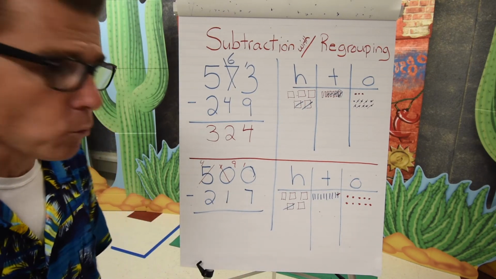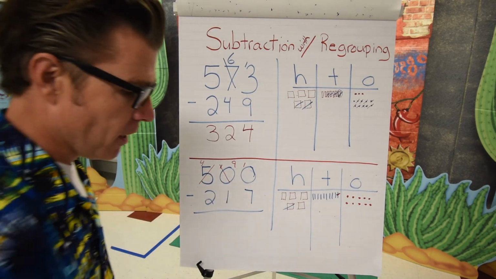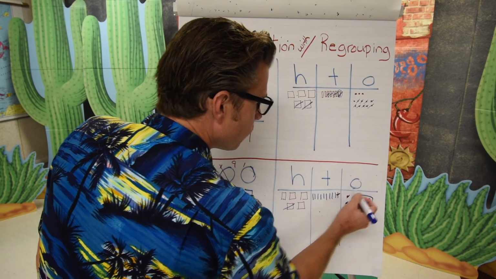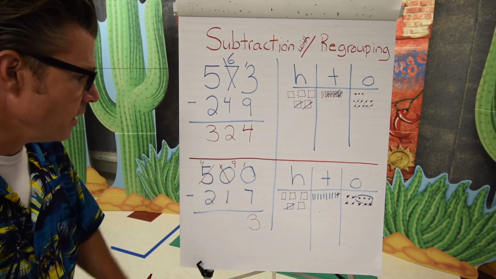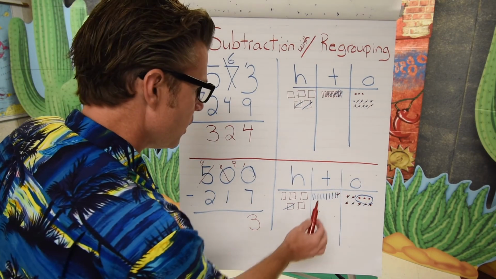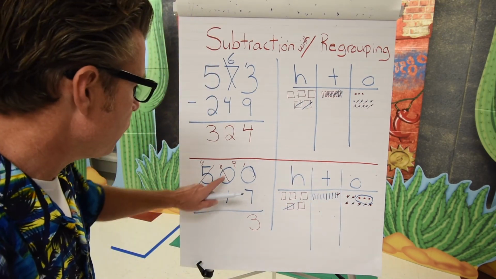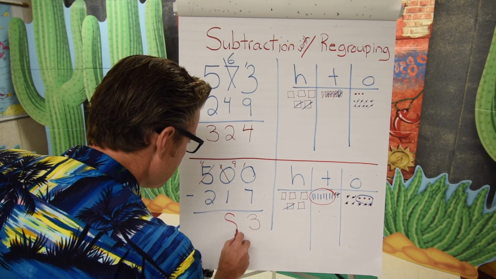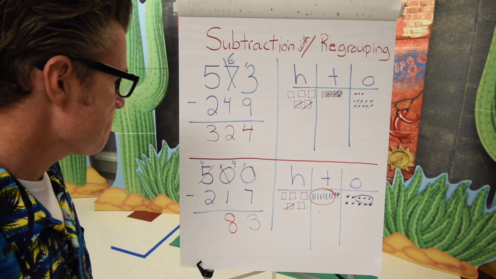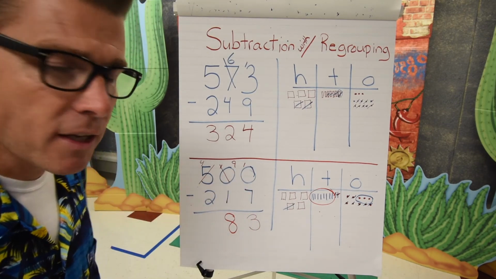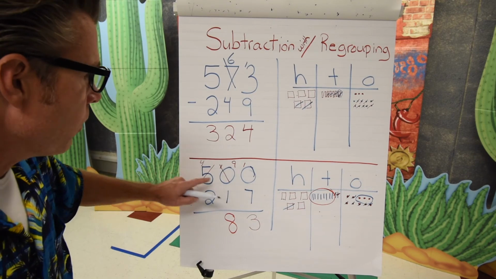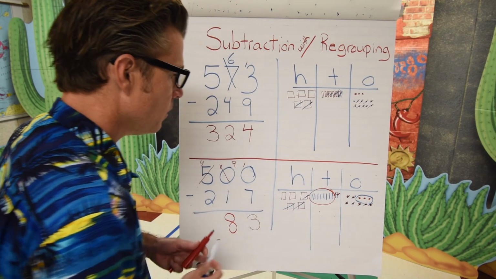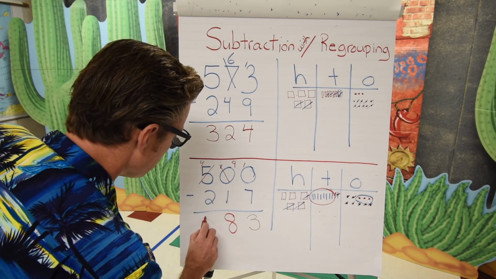So let's see if we can make this work. We're trying to take 7 away from 10, and I think we can do that. 1, 2, 3, 4, 5, 6, 7, leaving us with 3. 7 from 10 is 3. And we move to the tens. We have 1, 2, 3, 4, 5, 6, 7, 8, 9. We're trying to take 1 away, so let's take that 1 away, leaving us with an 8. We're done with the ones, done with the tens. Take a look at the hundreds. I have 4 hundreds, 1, 2, 3, 4. I'm looking to take 2 away, leaving me with 2. The answer is 283.